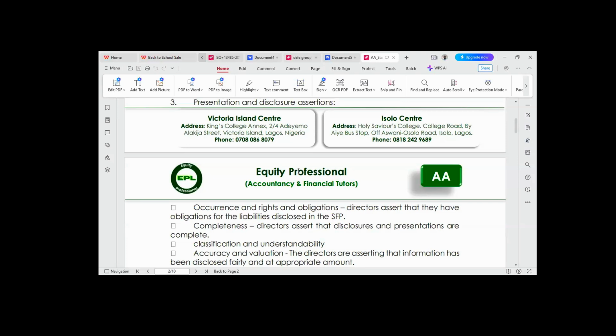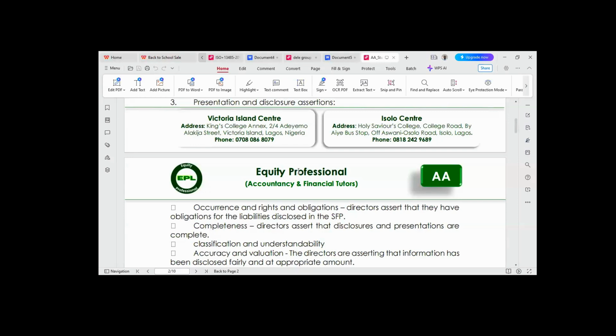Have been considered and have been disclosed in the what? In the financial statement. Then you have classification and understandability. That is all information that is needed for a better understanding of how the financial statement has been prepared, and it is contained in that financial statement.